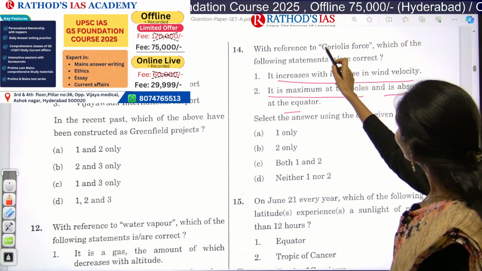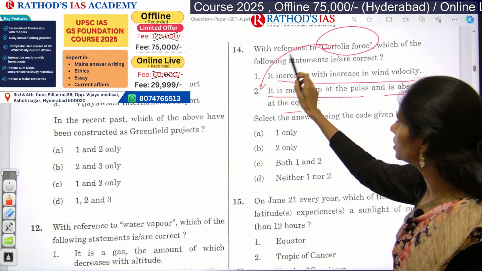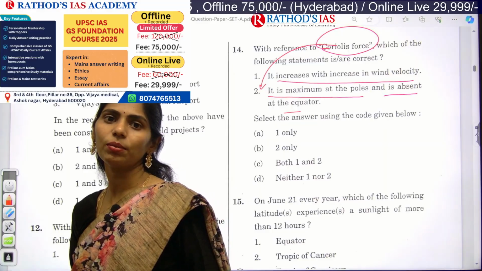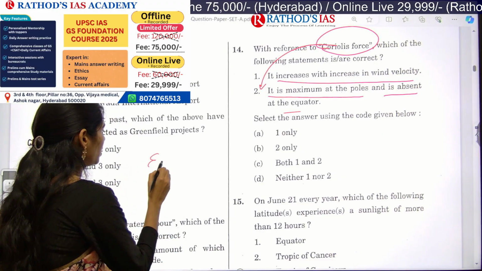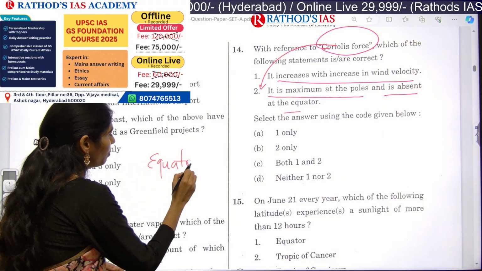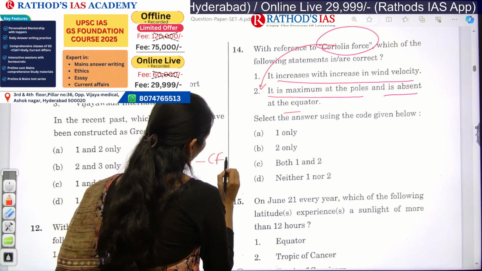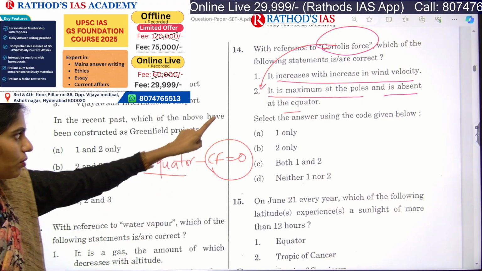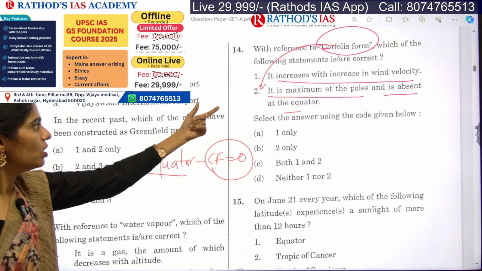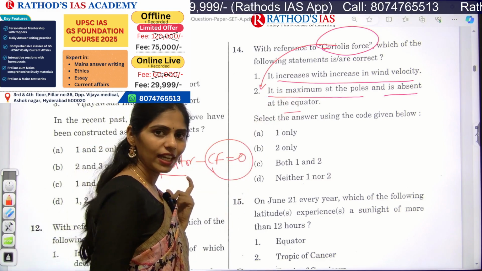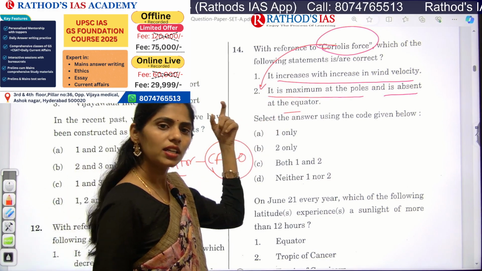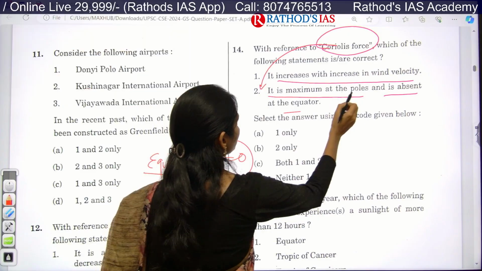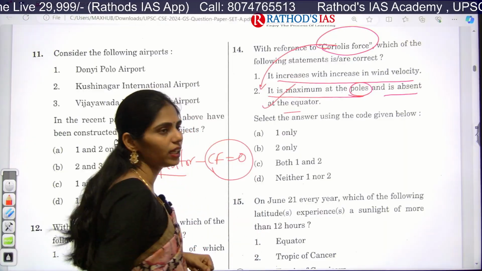So if you don't know this second statement regarding Coriolis force directly, you can connect it with cyclones. Cyclones do not form at the equator. Do you know this fact? Cyclones will not form at the equator because Coriolis force is 0 at the equator. So if you know even the cyclones concept, we can apply that here. By applying this cyclones concept, we can know that yes, Coriolis force is 0 at the equator and it is maximum at the pole. So this is absolutely correct.